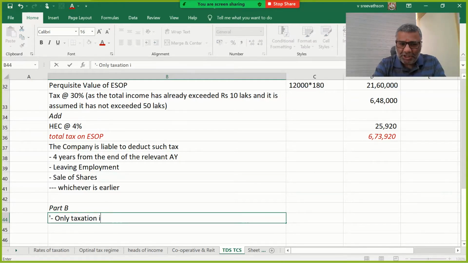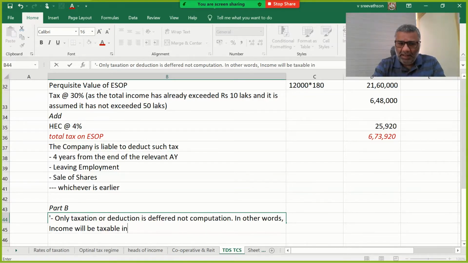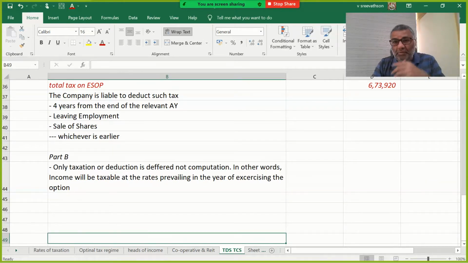Only taxation or deduction is deferred, not computation. In other words, income will be taxable at the rates prevailing in the year of exercising the option. Okay, I am not deferring. Income is taxable in the year in which the option is exercised. There is no change. I am not deferring the computation. I am only deferring the taxation of it.